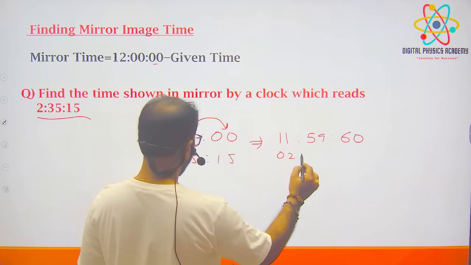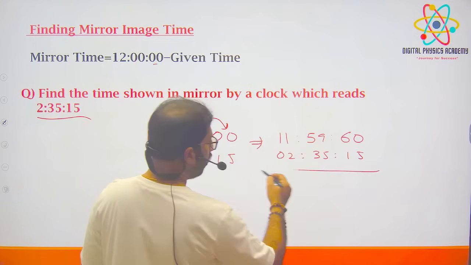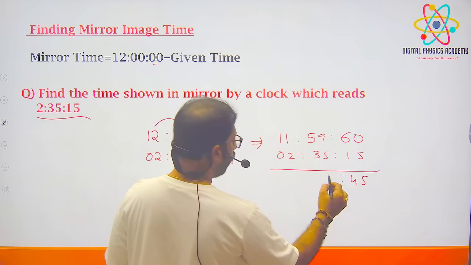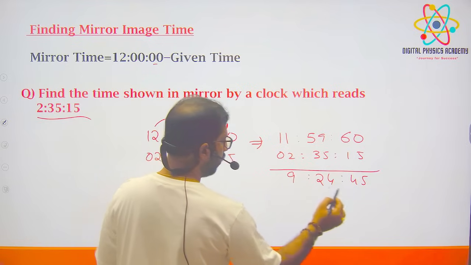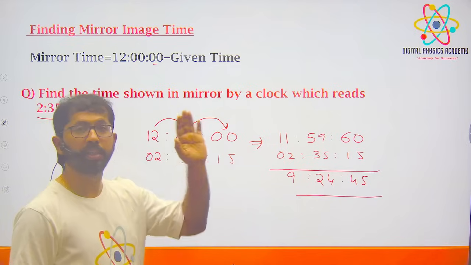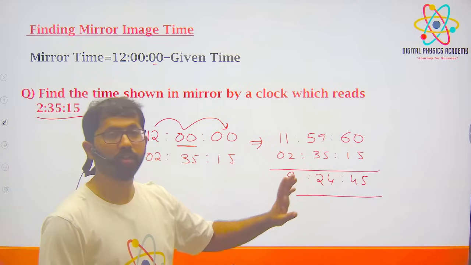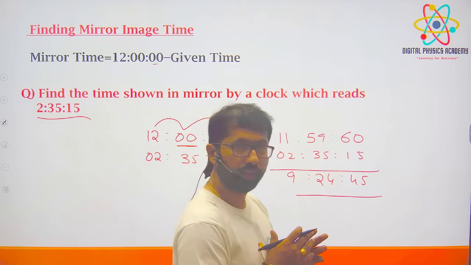Okay, and subtract करो now. 0 to 35 15. So कितना होगा? This is 60 minus 15 is 45, 59 minus 35 is 24, 11 minus 2 is 9. So 9 hours in mirror का image में कैसा दिखेगा? 9 hours 24 minutes and 45 seconds लगेगा. Understood? So these are the things you learn everything.